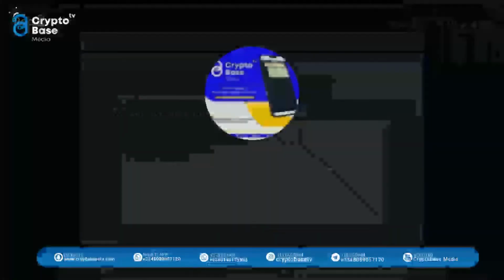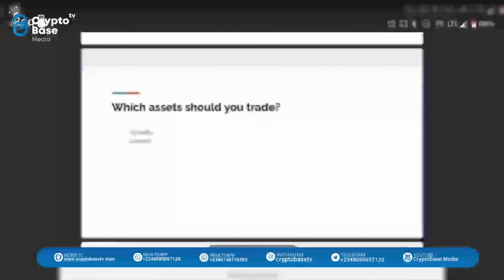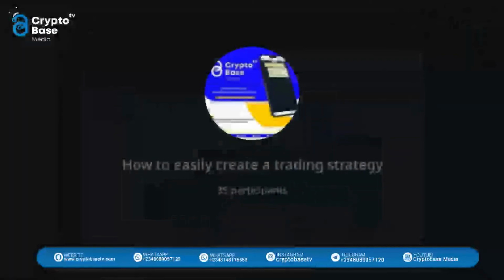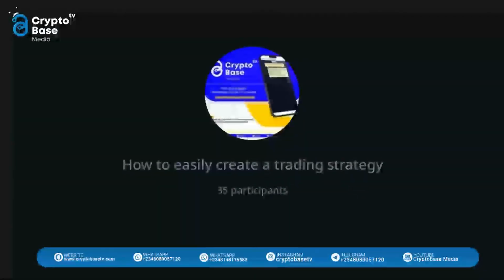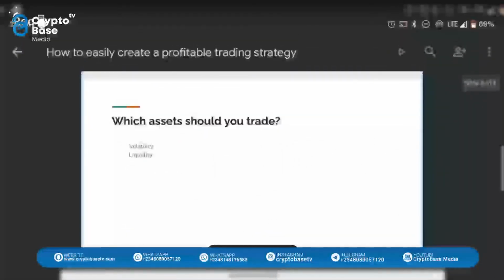So now let's move on to the next one. The next one is liquidity. Liquidity is simply how fast your order gets filled without spillage. I hope you all are noticing this. Liquidity is how fast your order gets filled without spilling. Now, don't get it wrong. Liquidity can also have another meaning.